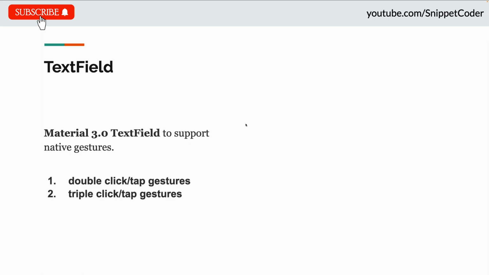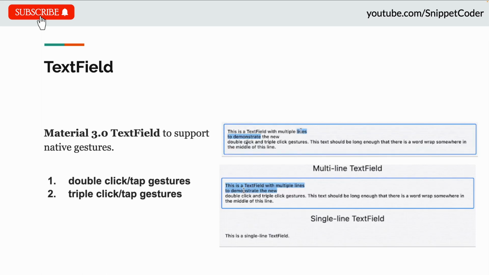The next update is with our text field. Now they have added support for native gestures, that is the double click tap gesture, and also the triple click tap gesture. You can see in the animation also, we can select text with a single word selection and also with multi-line selection.